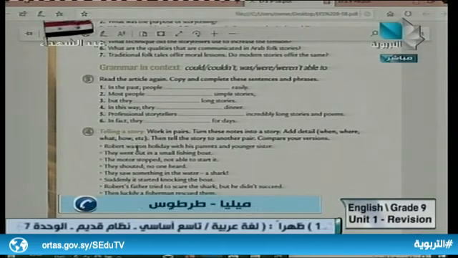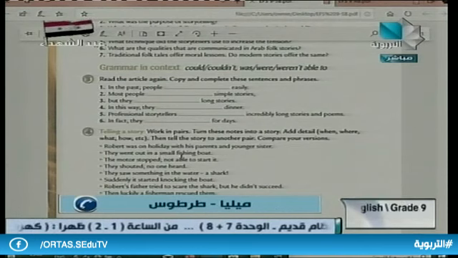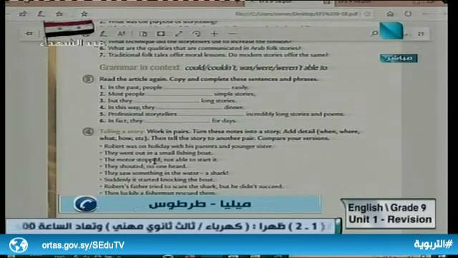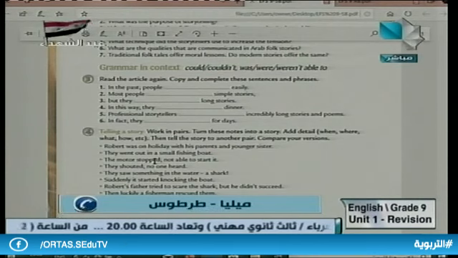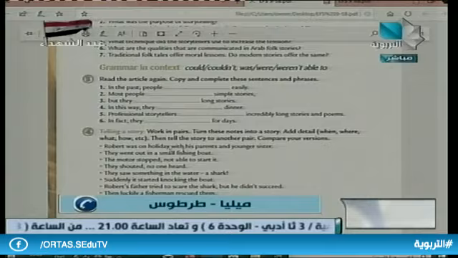She's asking about sentence number 2: they went out in a small fishing boat. Yes, I told you, we can use both. We can use on, we can use in. It's okay. Thank you very much. Goodbye. Yes, let's go on.